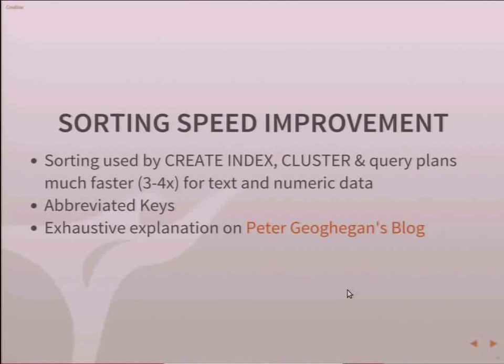If you ever talk to Peter, you know what I mean by exhaustive explanation. This is an extremely complex feature. The notion behind it is something called abbreviated keys. He has a very long explanation of what that is and how it works, so I'd suggest you go there. This is one of those features that most people looking through the patch notes would completely overlook because it sounds really complicated, but this is actually a pretty significant improvement for query performance overall.